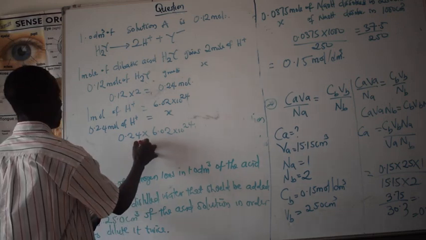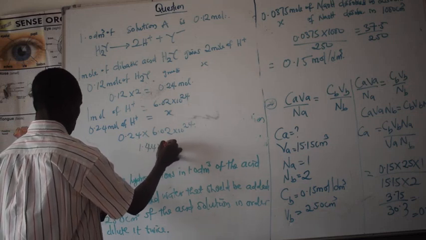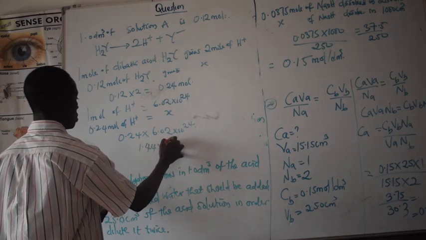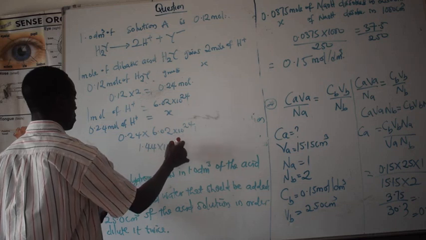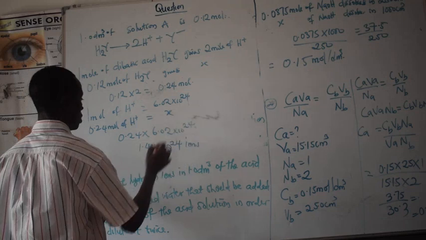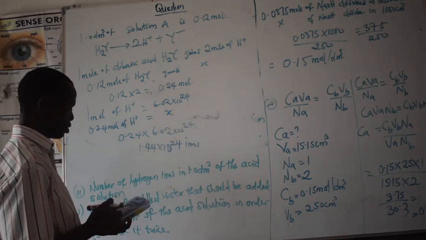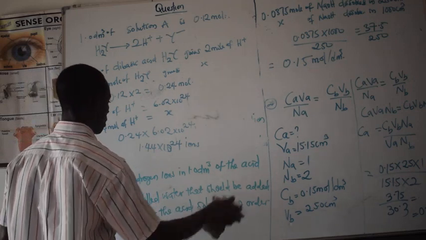So what do we have here? We have 1.44 times 10 to the power of 23 hydrogen ions. So that is what we have here.